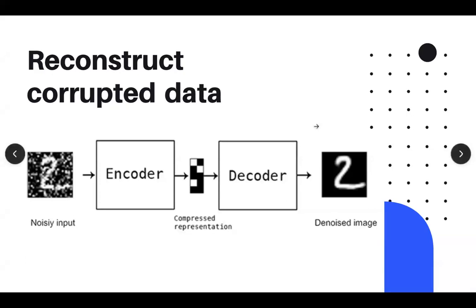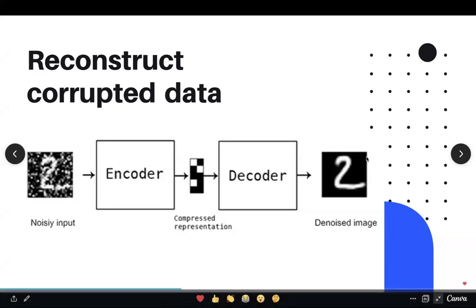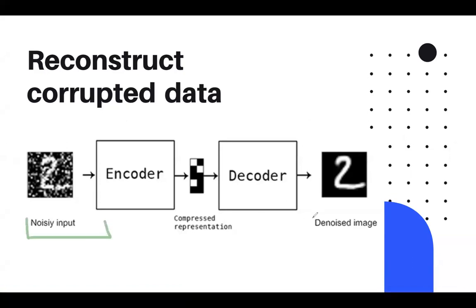Another application is reconstructing corrupted data. You will take a noisy input image like this and try to reconstruct a denoised version. Now the question would be, how can you get these pairs of noisy and denoised images?